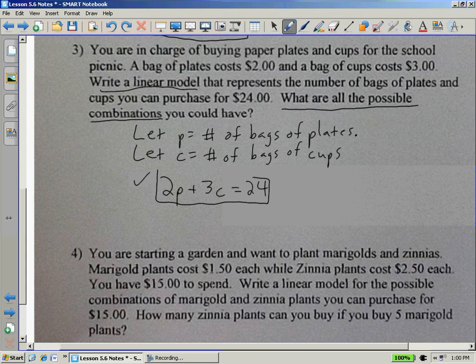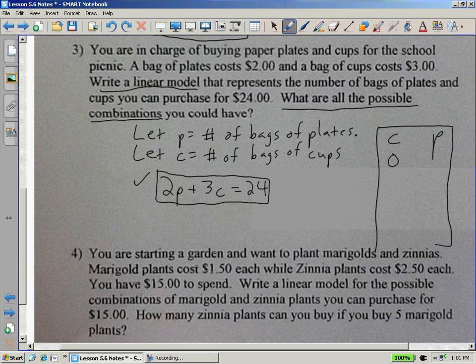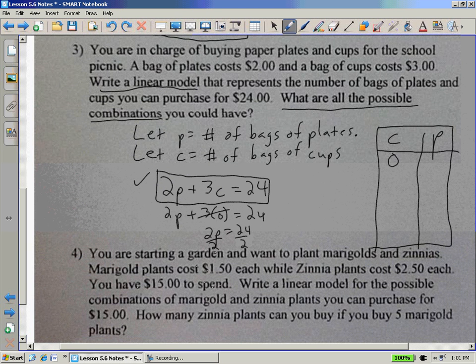Here's our linear model. And what we have not done is to try to figure out what are all the possible combinations. So let's make a little chart here. If I have 0 bags of cups, that means that this is 0. I'm just going to plug this in, plus 3 times 0 bags of cups. Well, that means this is 0. So we end up with 2P equals 24. Divide by 2, and we get P equals 12. So if we buy no bags of cups, we get exactly 12 bags of plates.